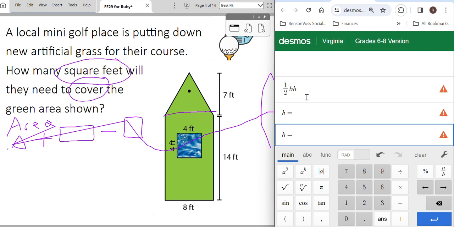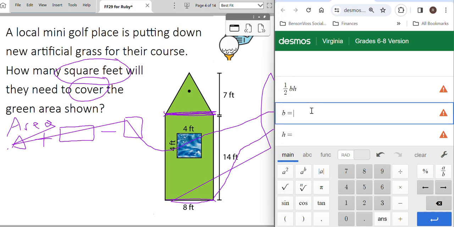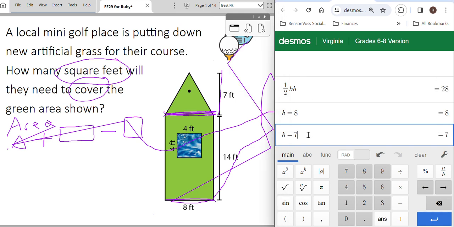So I'm going to look at this base right here. What is the base of my triangle? Well, that would be the same as this down here. So my base, I don't know why my pen is doing that, I'm sorry, is 8. And my height is going to be from here to here, which is 7. So I'm going to come right down here, and there is 7. Okay? So that gives me 28. So I'm going to write 28 right there.